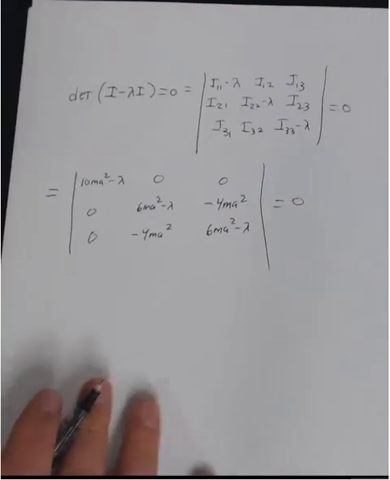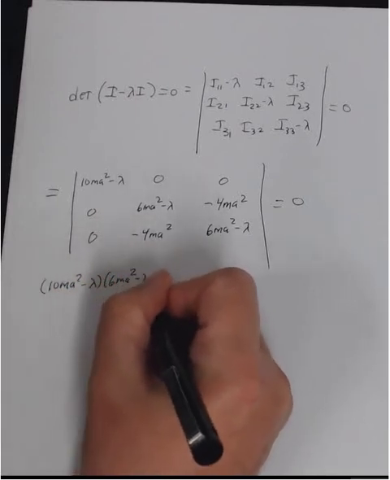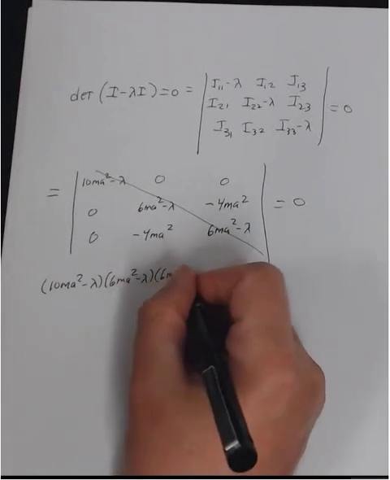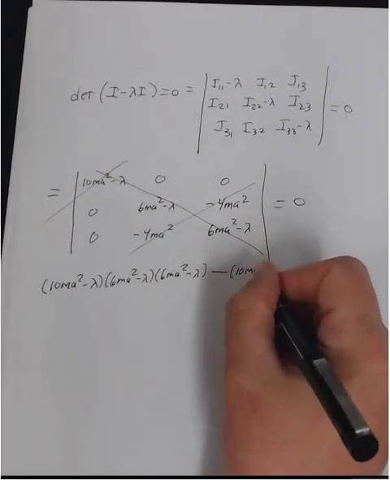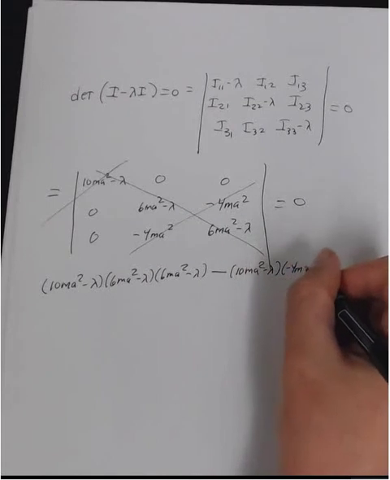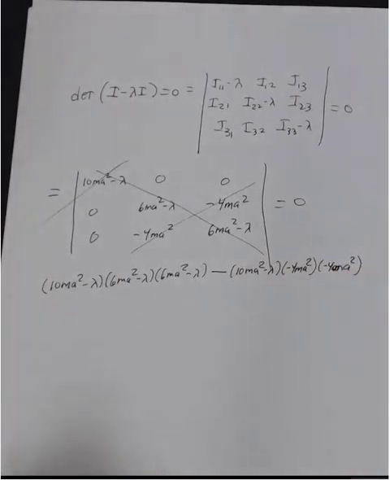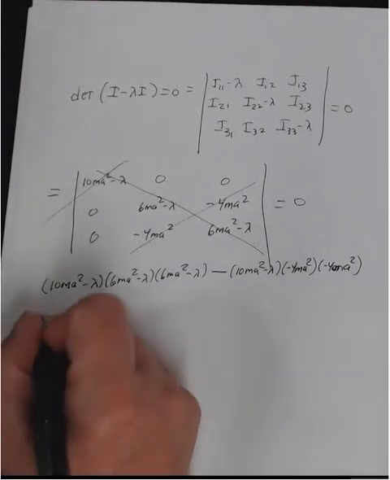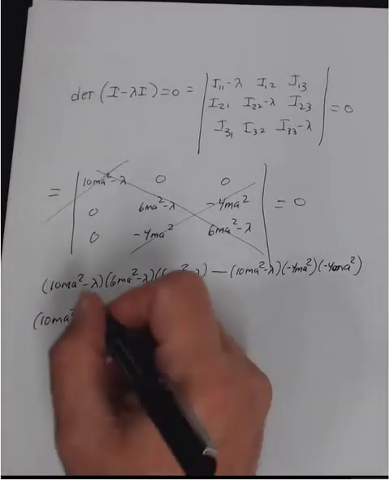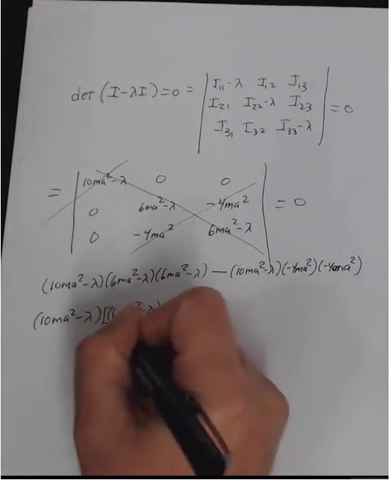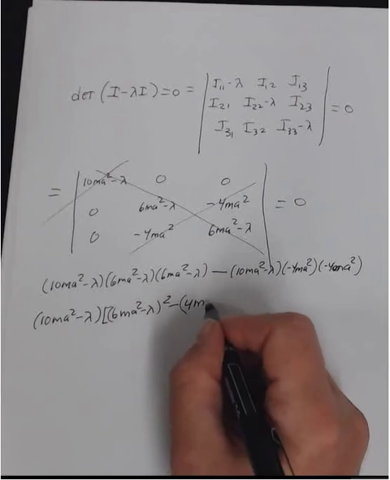So if we start doing that, this gives us 10ma squared minus lambda times 6ma squared minus lambda times 6ma squared minus lambda. And then the rest will be 0 in that direction. If we go in this direction, we get this, negative 10ma squared minus lambda, negative 4ma squared, and another negative 4ma squared. So there that is. We need to do a little bit of algebra. I can pull out a 10ma squared from both those terms, and then I'll have left here 6ma squared minus lambda, squared, minus 4ma squared, squared.